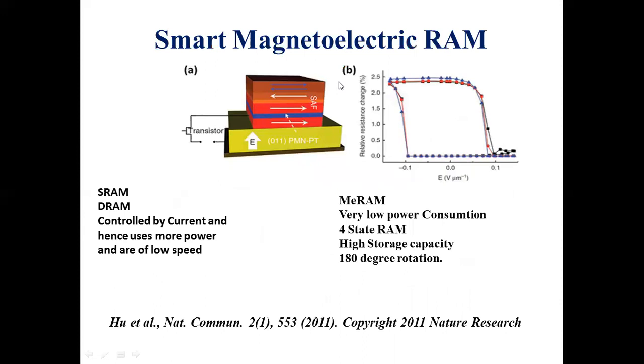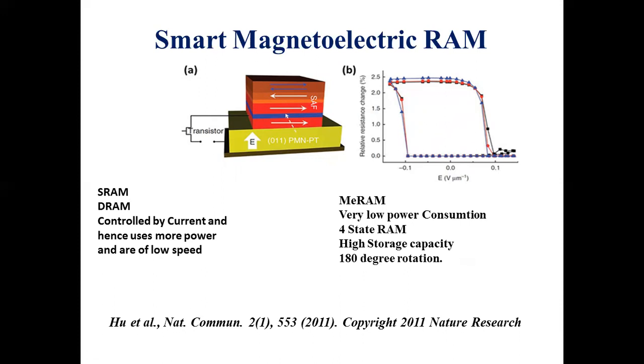So these are the smart magnetoelectric RAMs. RAM means random access memory. Two types of memory we have seen: one is permanent memory, and another is volatile RAM memory. Random access memory is generally volatile memory. It doesn't store the information permanently, but it reads the information present in the computer. Different RAMs we have studied already. Computers have RAM, and mobiles now have RAM.